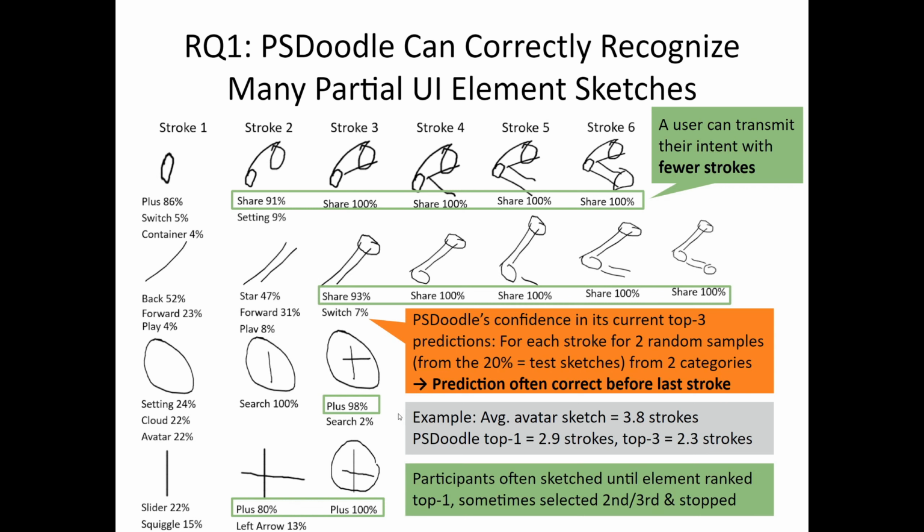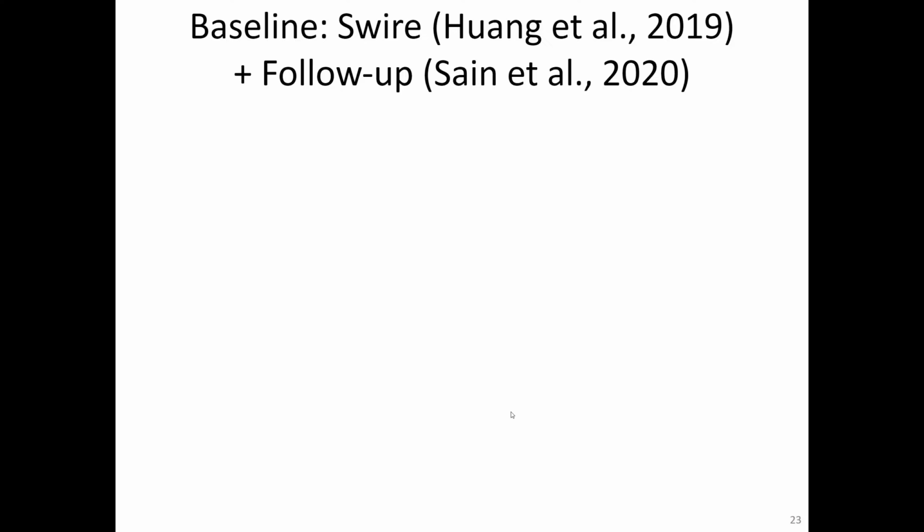Participants often sketched until that element ranked in the top 1, or sometimes they selected the top 2, from the second or third selection, and stopped.